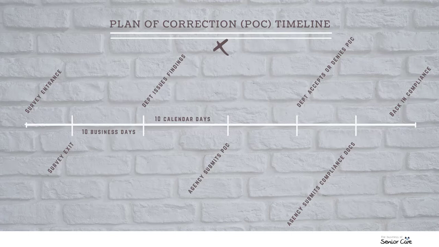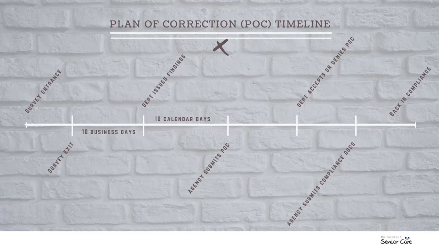Then within 10 calendar days after that, or less, the agency needs to submit the plan of correction, no later than 10 calendar days. Then, over an unspecified time period, the department will review that plan of correction and either accept or deny it. Again, there's no regulation for a specified time period there. If it is accepted, you move to the next step. If it's rejected, the department will be specific on what exactly in the POC they don't like, which you can update, tweak, or totally change based on the feedback they provide.